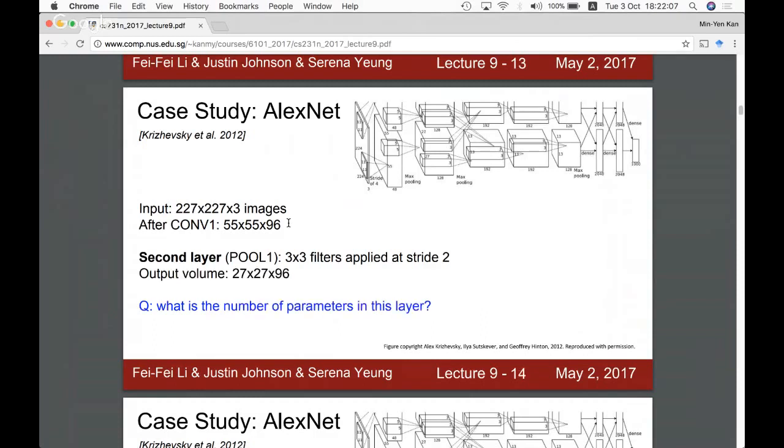So what is the number of parameters in this pooling layer? As we talked about before, the convolutional layer's parameters are the numbers in the filters, but in the pooling layer we just do sampling on the output of the convolutional layer. So there are no parameters in the pooling layer.